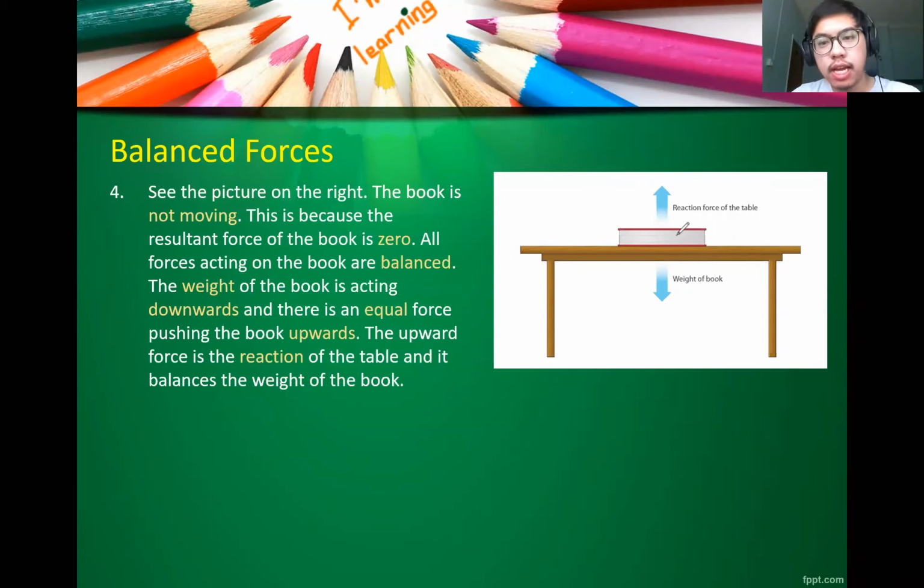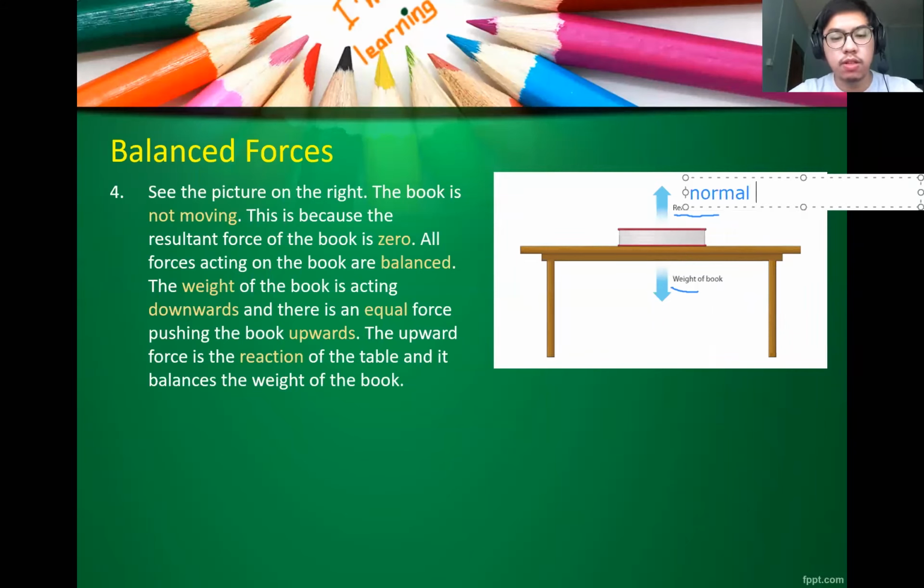So first, you need to realize that when you put a book or an item on a table and it's not moving, there are two forces acting on it. The first force is the weight, or the gravity, pulling the book downwards. The second force is the force coming from the book being in contact with the table. The table is holding the book up. So there is an upward force, and this force is called a reaction force, or otherwise known as the normal force. Okay, so it has two names.